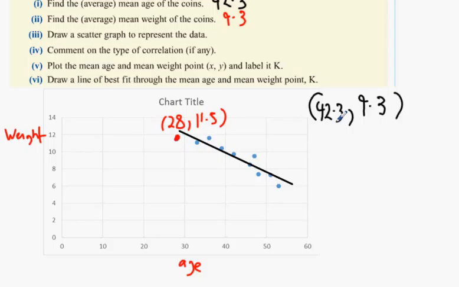That's roughly 42.3 and 9.3 right there. Okay, if you draw the line of best fit correctly, draw the line of best fit through this point, and just draw it through that point. Okay, that's all they're asking you to do.